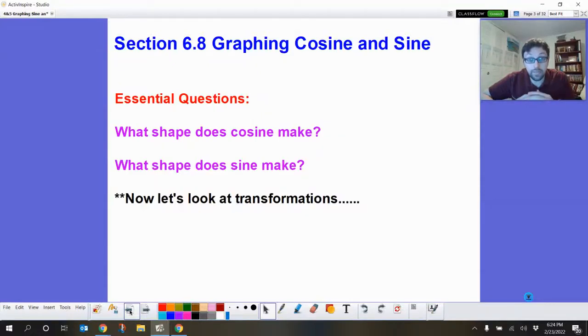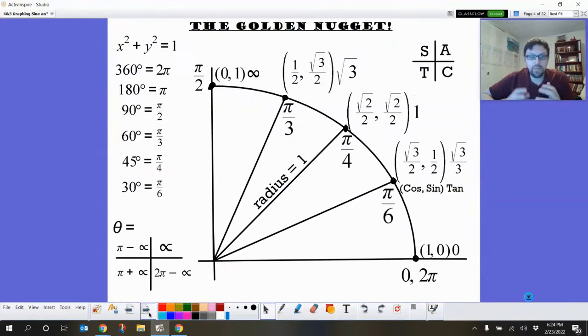Hi, in this video, we're going to be talking about the graphs of sine and cosine. If we think about our golden nugget and these values for cosine and the values for sine, when we get into the next quadrant, all that happens is, at least for sine, they stay the same. Cosine becomes negative, but the values stay the same. They just have a negative twist or a positive twist to them.